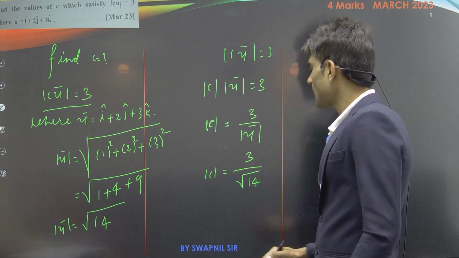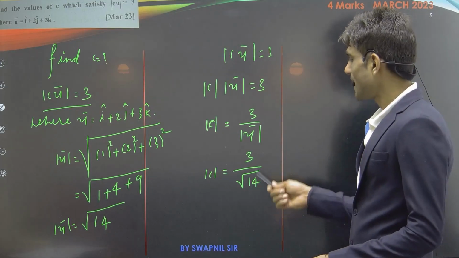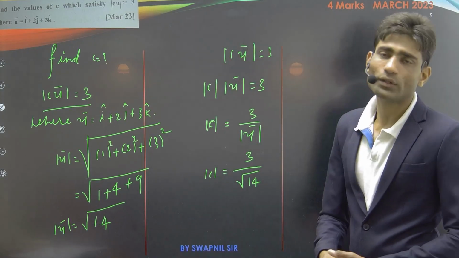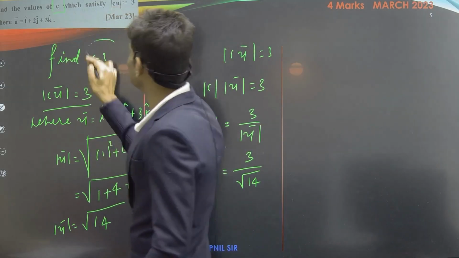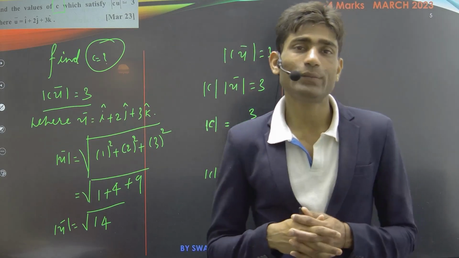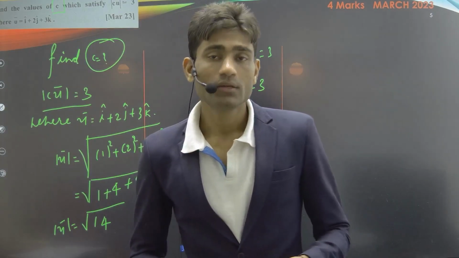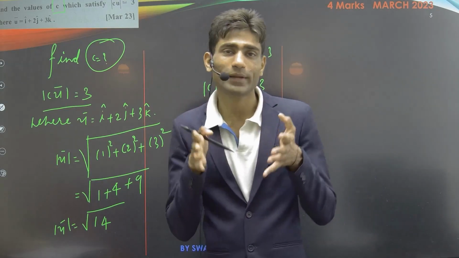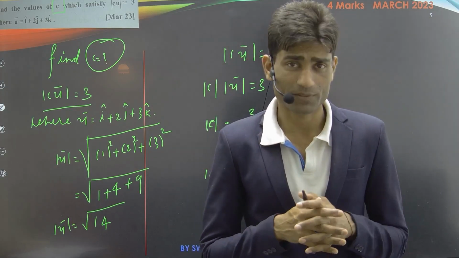So modulus of c can be written as 3 divided by square root of 14. We want the value for only c, not modulus of c. So what is the difference between c and modulus of c? You all need to know this. These two terms are not the same, keep this in mind. c and modulus of c are two different terms.